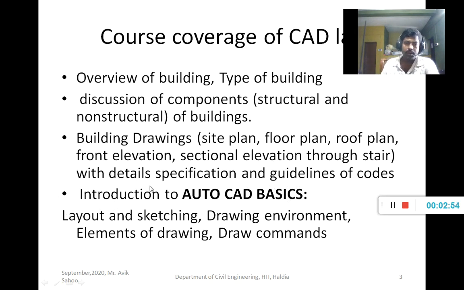Now the above drawings are drawn using AutoCAD. So we will discuss a brief overview of AutoCAD basics. In AutoCAD basics we shall discuss the layout and sketching, drawing environments, elements drawing, and draw commands.